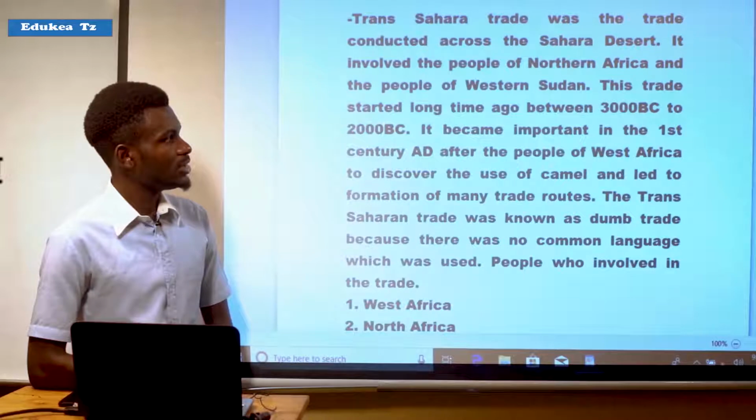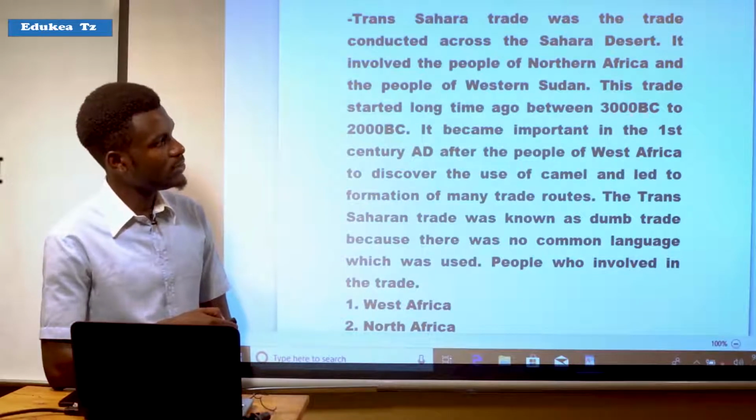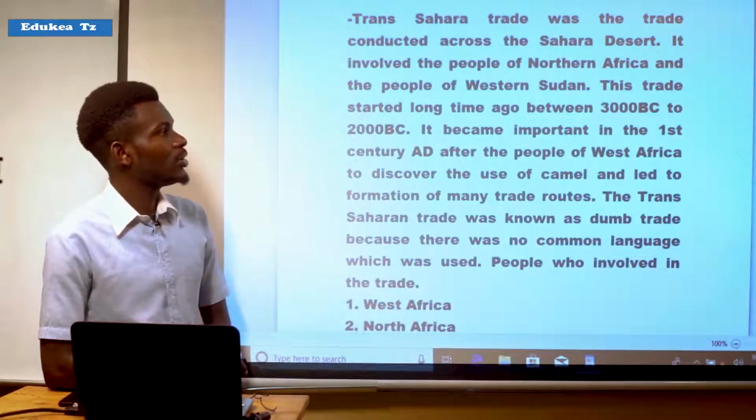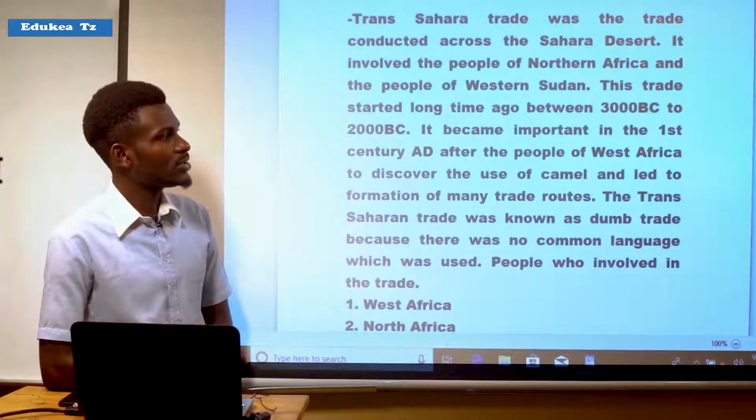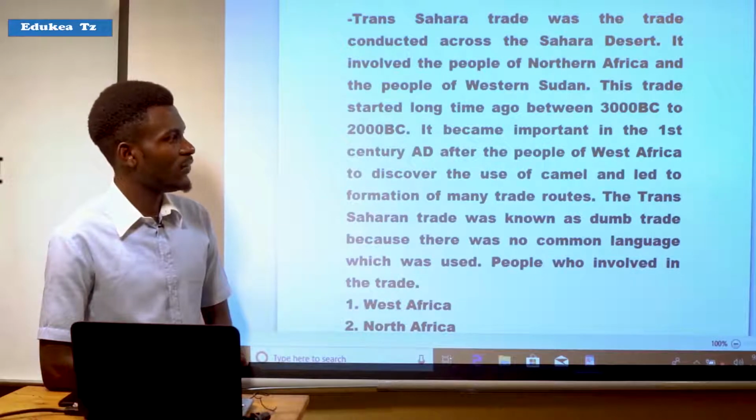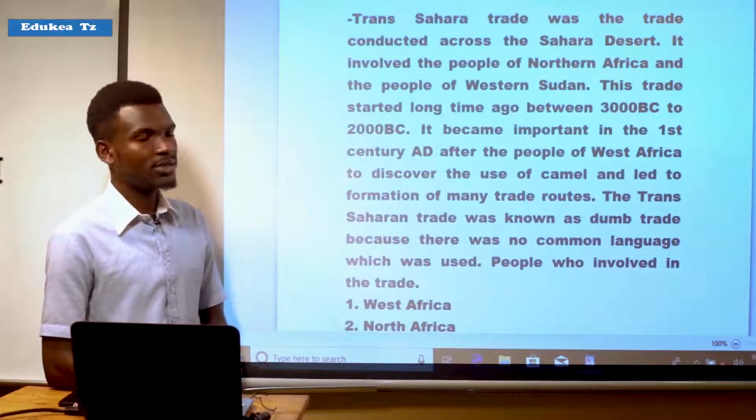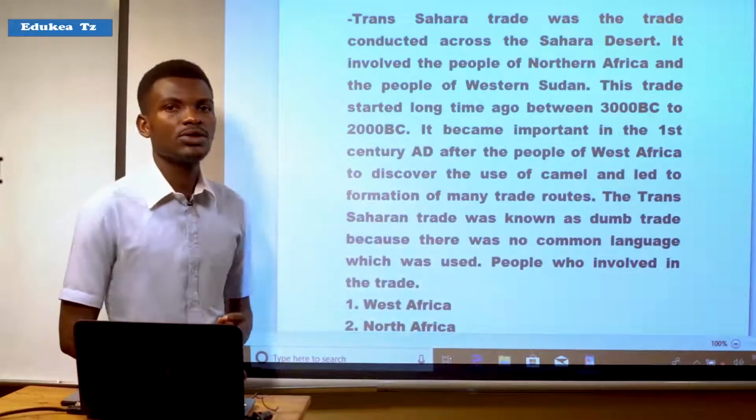And this trade started a long time ago, between 3000 BC and 2000 BC. So you can see that the trade started long ago, between the year 3000 before Christ and 2000 before Christ, and it became important in the 1st century AD after the people of West Africa introduced the use of camels, and that led to the formation of different trade routes.